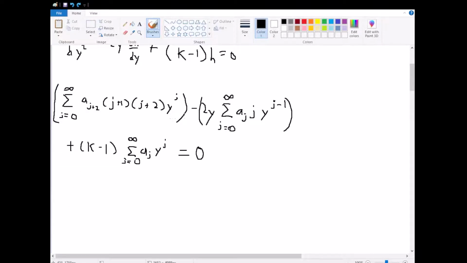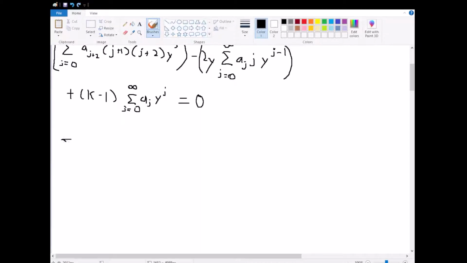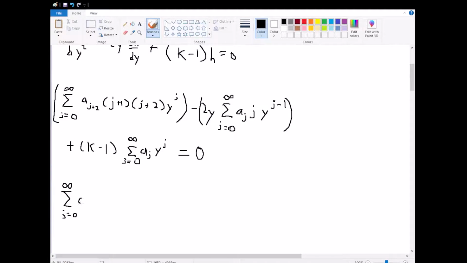And then the second thing we see is that we have y to the power of j, we have y to the power of j, and then we have y to the power of j minus 1, but multiplied by an additional factor of y, so this is also y to the power of j. So we can also distribute out the y to the power of j. So if we combine everything, we get a summation, once again with the same index, j from 0 to infinity. And then we have a j plus 2 multiplied by j plus 1 multiplied by j plus 2. And that takes care of our first term.